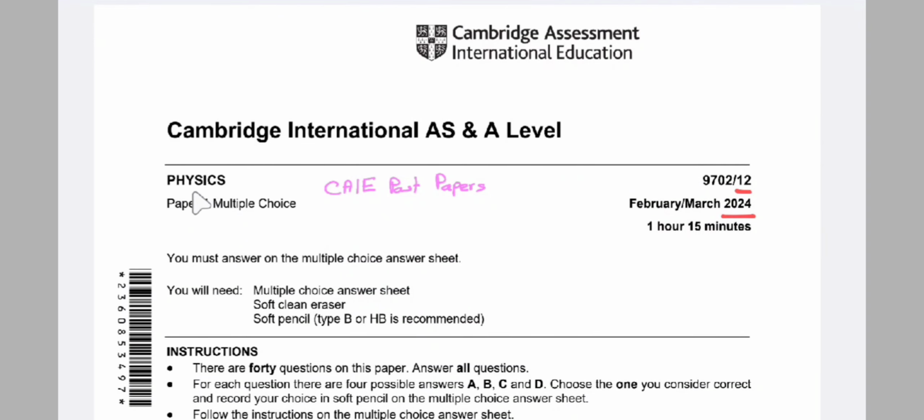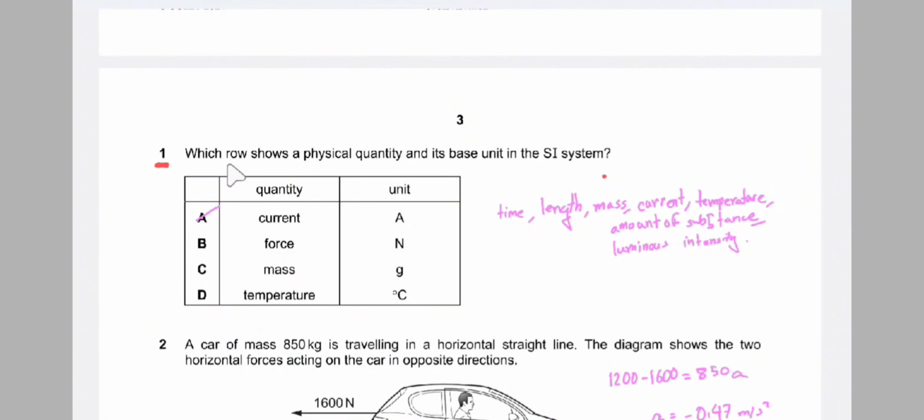In today's video, we'll be discussing Physics Paper 1, MCQ Paper 2024, February-March, Variant 12, and the subject code is 9702. Question number 1. Which row shows the physical quantity and its base unit in the SI system?